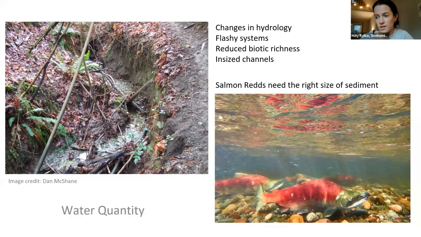So on the quantity bit, these really heavy flows can change hydrology and create flashy systems, especially in the urban areas, that can reduce biotic richness and cause these incised channels that wash away the sediment that salmon need to make redds, but also cause erosion on those banks, and those fine particles are also not good for salmon redds because they can fill in the gaps that the redds need in that gravel.